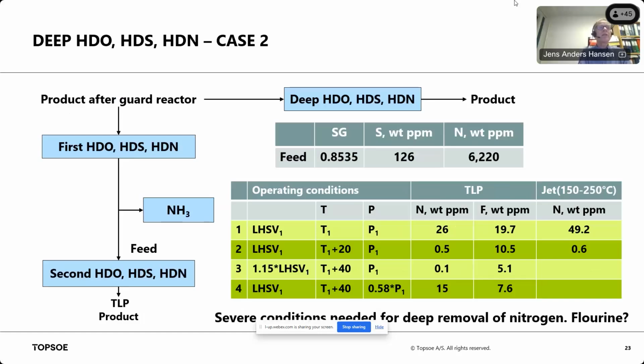Then we raised the temperature, kept the pressure the same and space velocity the same. Then we were able to remove nitrogen down to a level below 1 ppm. And then you can also see other properties. If we raise the space velocity and the temperature, we are still able to remove the nitrogen down to a level that is below 1 ppm.